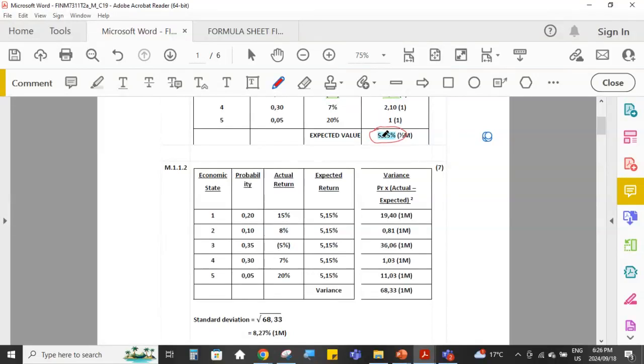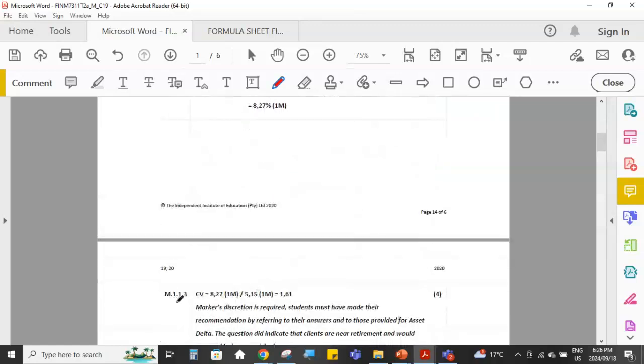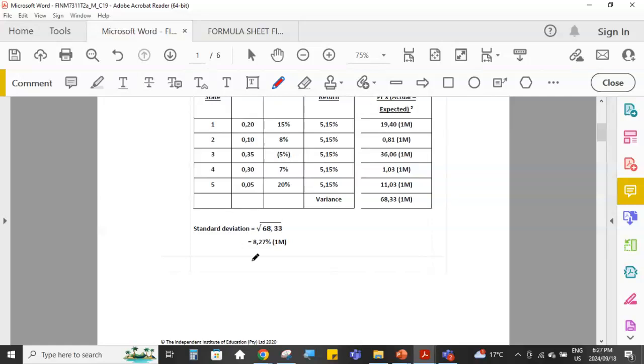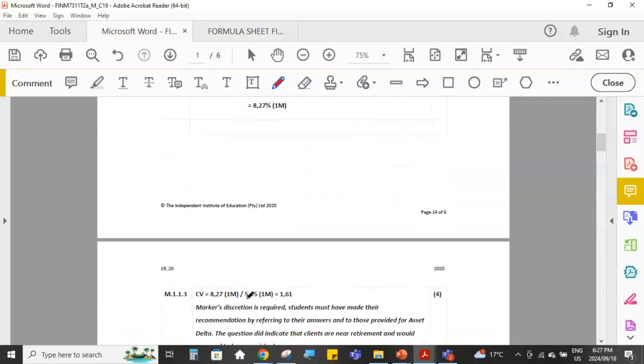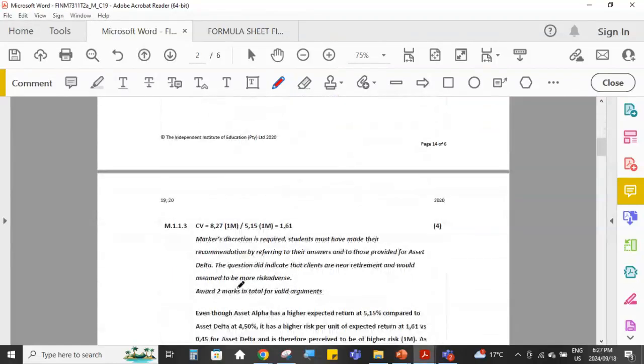So here's our expected return RE. Here is our standard deviation theta. So our coefficient of variation is the standard deviation 8.27 divided by the expected return. So remember I said that 8.27, the standard deviation, is the quantity of risk perceived in the asset, and the 5.15 is our expected return. So we are expecting an average return of 5.15% if we purchase asset alpha.